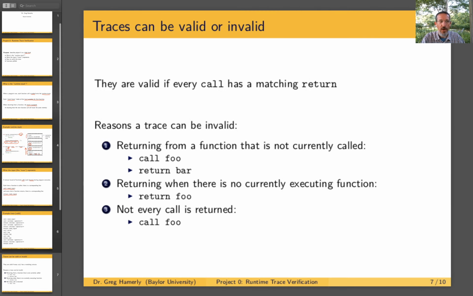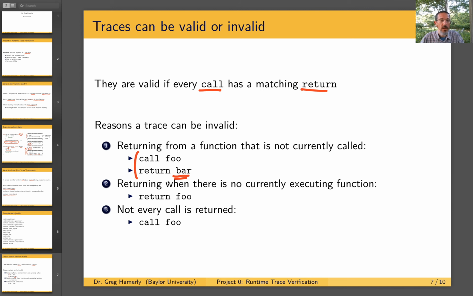Now, let's continue on. Traces can be valid or invalid. They are valid if every call has a matching return, and they are in the right order, okay? Now, the reasons a trace can be invalid are, we might be returning from a function that's not currently called. For example, if the input had these 2 lines, call foo, so foo is the currently executing function, return bar. Well, foo is the currently executing function.